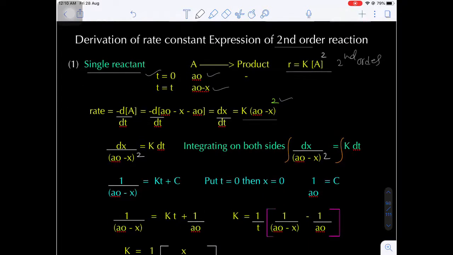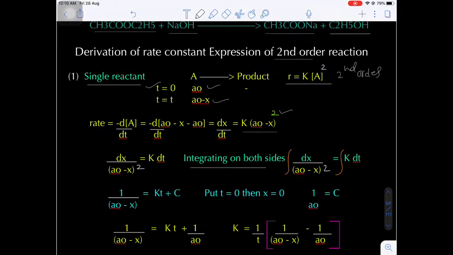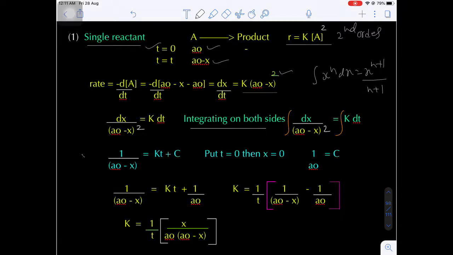Okay. Now dx by (A0 minus x) whole square is equal to K times dt, and integrating on both sides, integral dx by (A0 minus x) whole square is equal to K times integral dt. Okay. Now we know the integral of x to the power n dx is equal to x to the power n plus 1 by n plus 1. Are you getting my point? Now on this basis, this will be (A0 minus x) to the power minus 2, so minus 2 plus 1 by minus 2 plus 1. Are you getting my point? So finally you will get 1 by (A0 minus x).